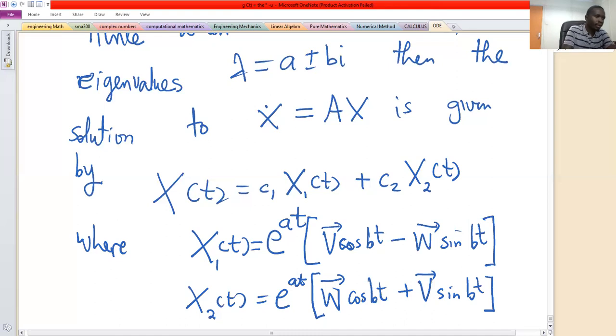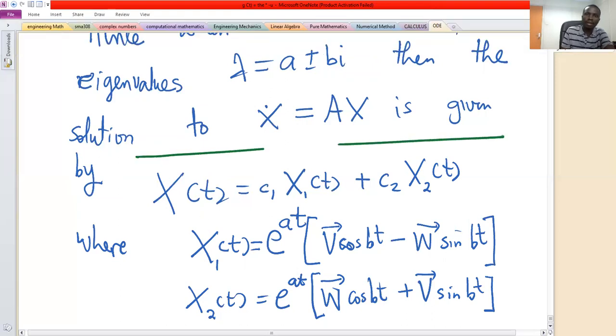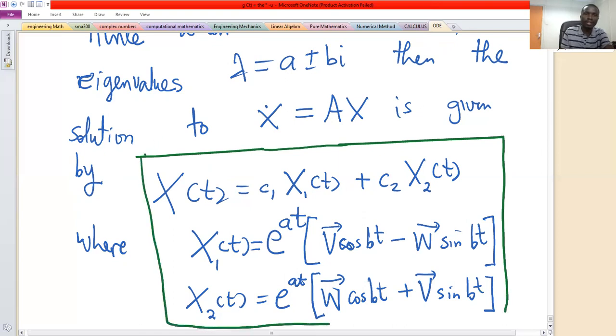Remember, this is the imaginary part of x, and this is the real part of x. So this is what you need to know when you're solving a system of differential equations which can be put in the form x dot equals A x. And whenever we have complex eigenvalues, this is how the solution looks. In the next session, we'll do an example to illustrate how we do that on a specific problem. Thank you.